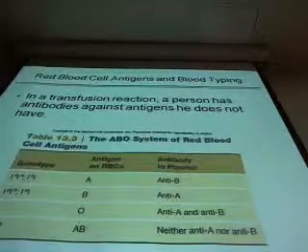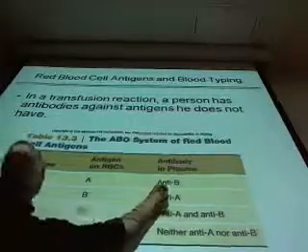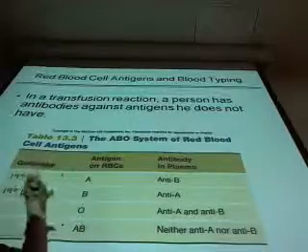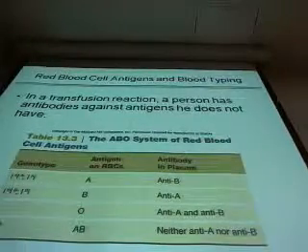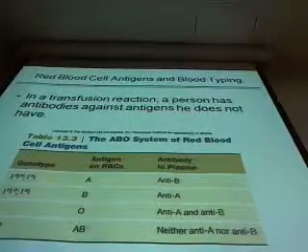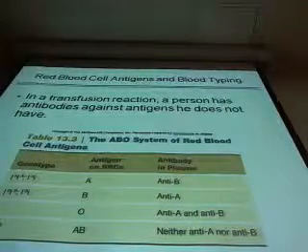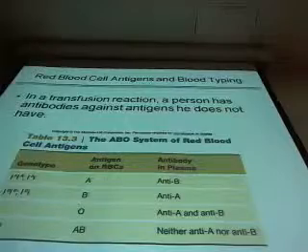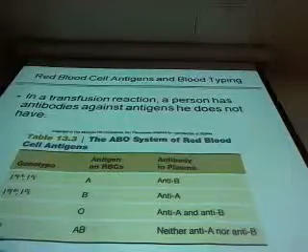Now on the other hand, if I've got an A person and I put B blood in, they've got anti-B in their serum, and the B has B on the cells. It is going to hemolyze those cells, and you're going to have one really sick patient who, if you don't act quickly, is going to die. If you gave A cells to a B person, same thing.